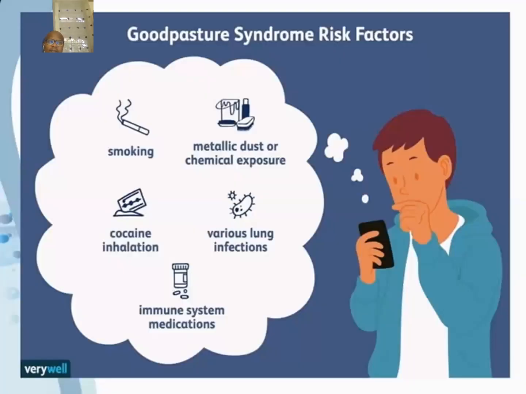So, what are the risk factors for Goodpasture syndrome? People who smoke, people who have metallic dust or chemical exposure, people who inhale cocaine, people who have various lung infections like viral infections of the lung, and people who take immune system medications.